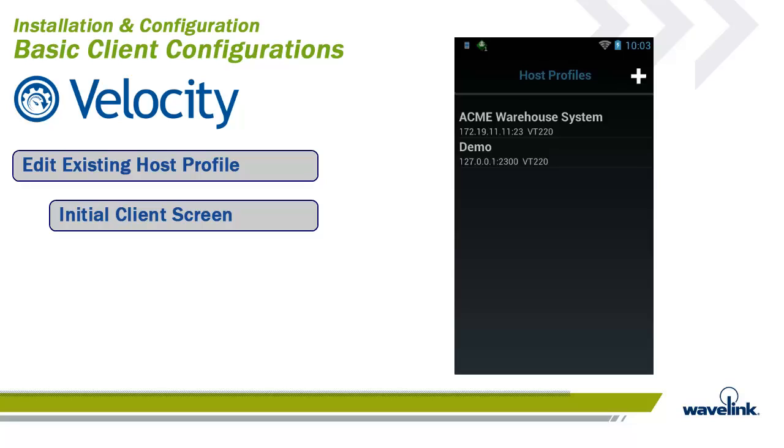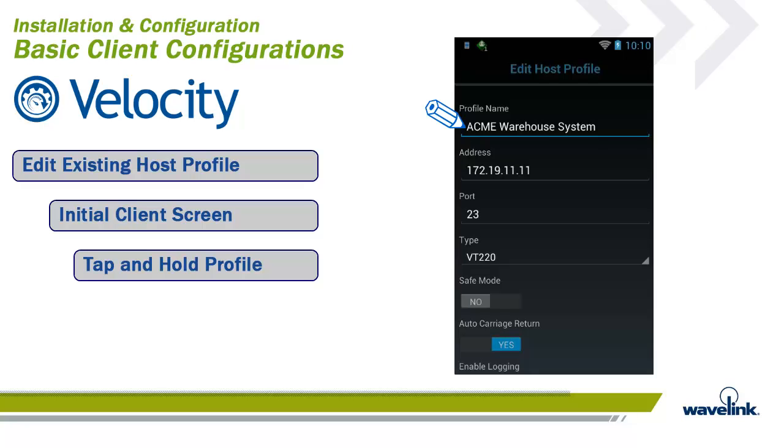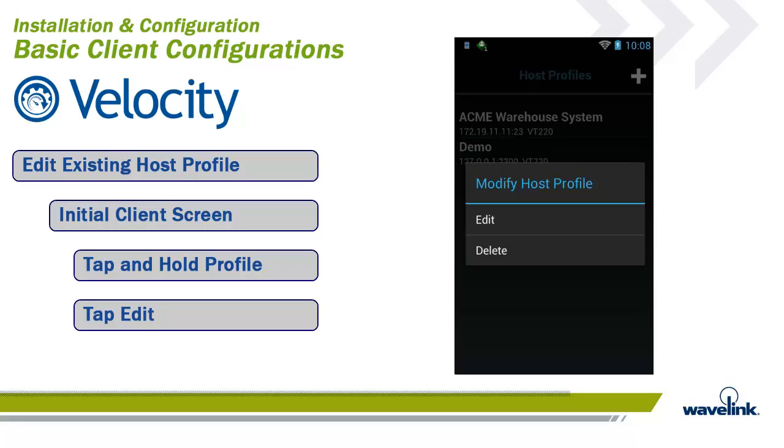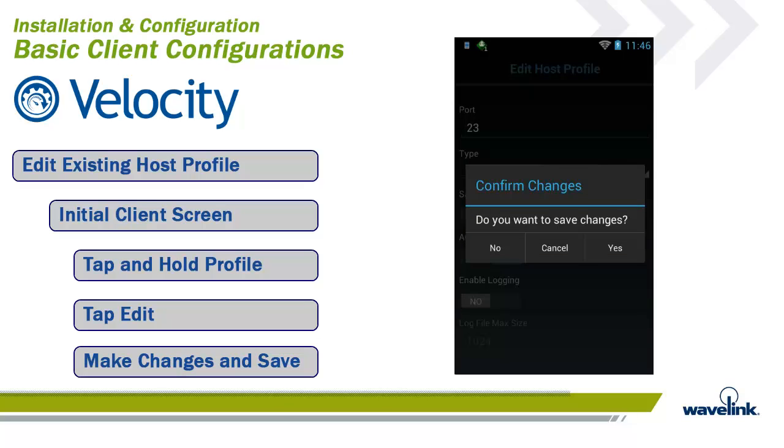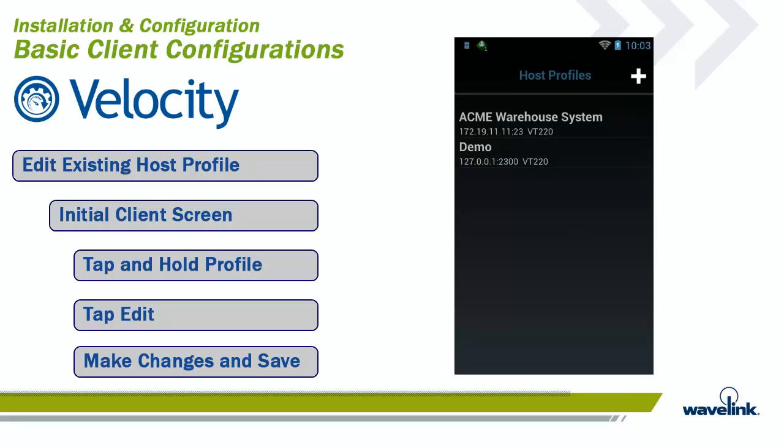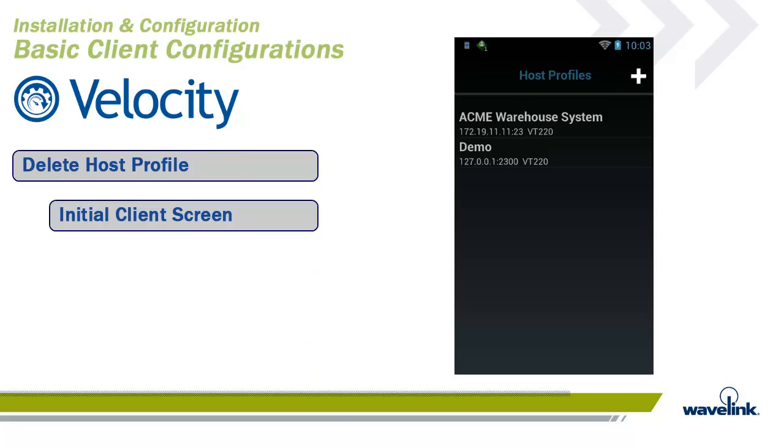Changes can be made to existing host profiles using the Edit Host Profile dialog. From the initial host profile screen, tap and hold on the profile you would like to edit. From the Modify Host Profile dialog, tap Edit. Make all your needed changes. Save the edited profile by tapping on the Android back button on the device and then tap Yes on the Confirm Changes dialog.